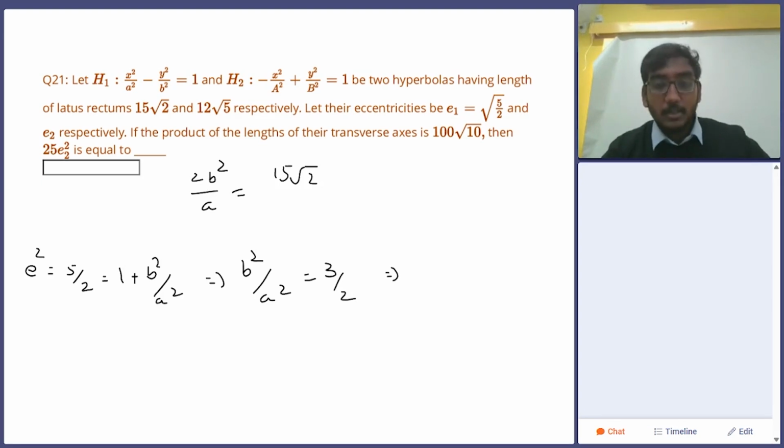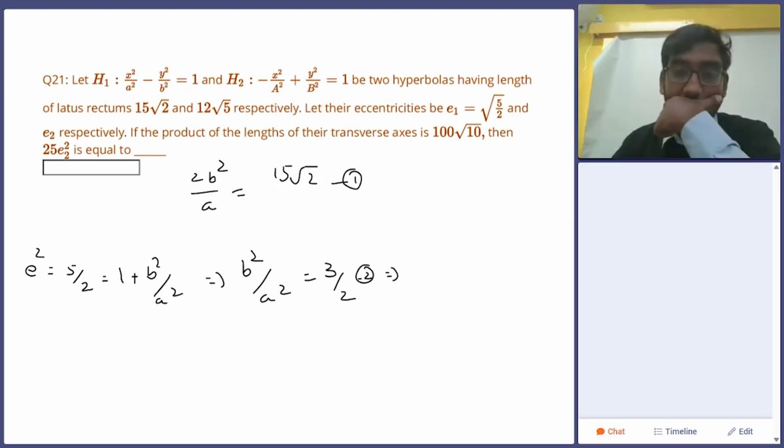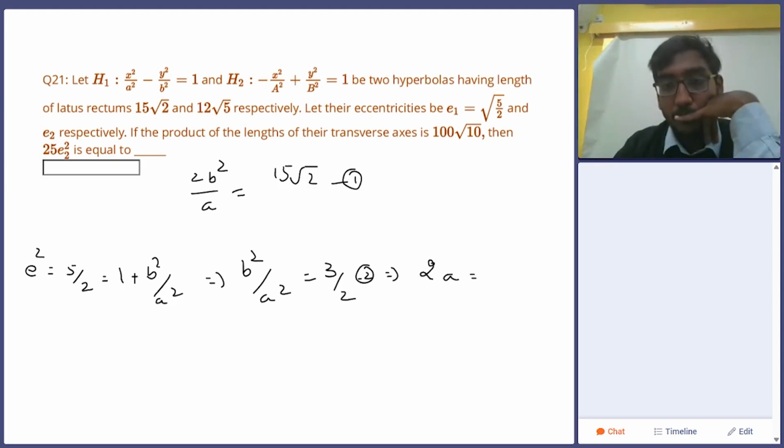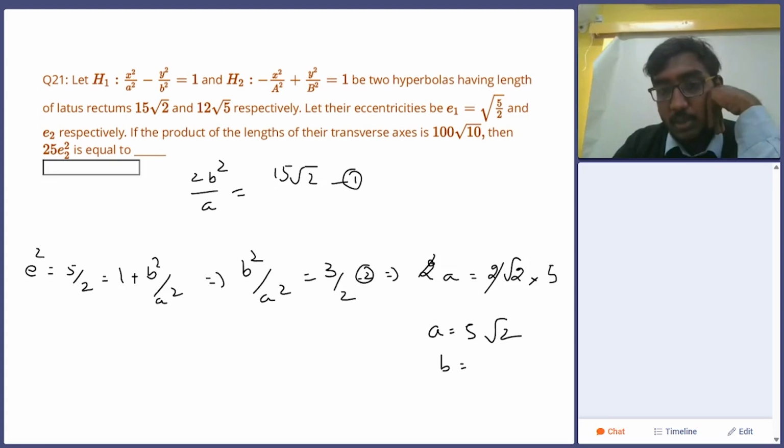Call this first and call this second. Do 1 divided by 2. What will you get? 2a into 15 by 3, now it will be 5. So cancel these two. So a will be 5 root 2. Consequently, b will be, we don't even want the b value.